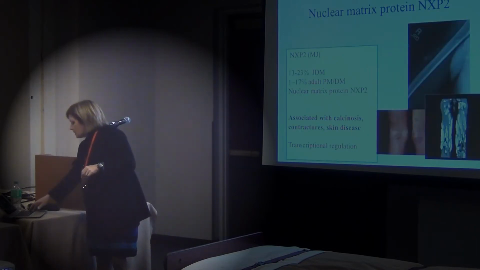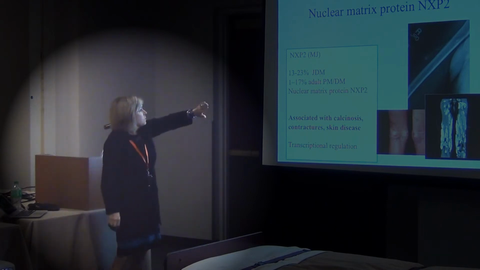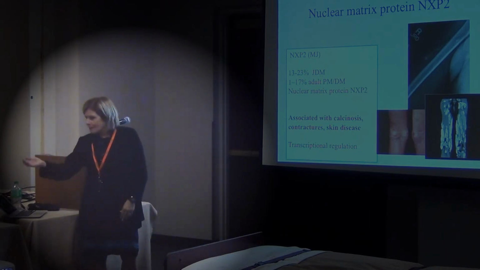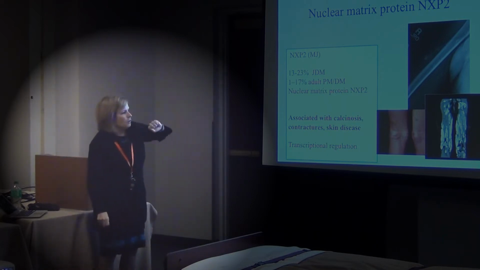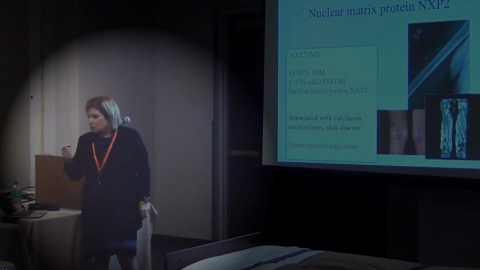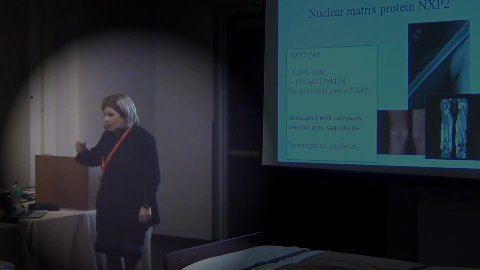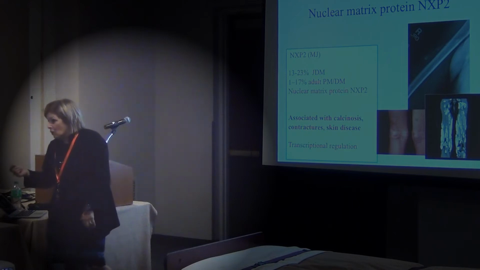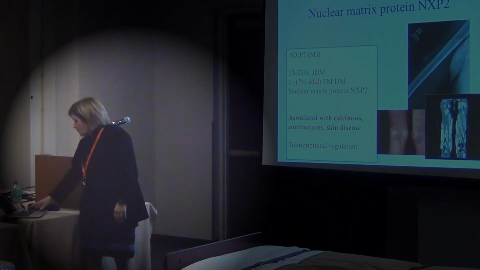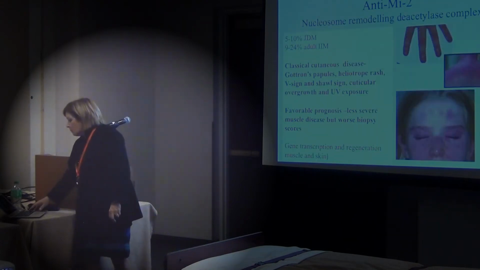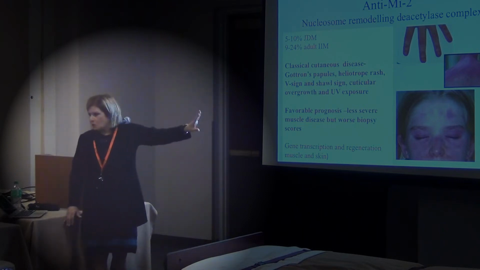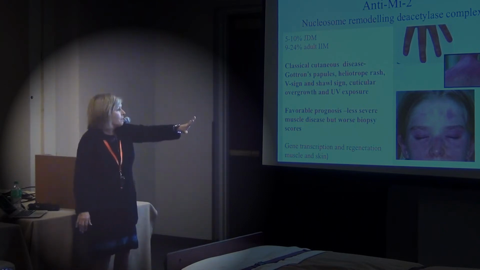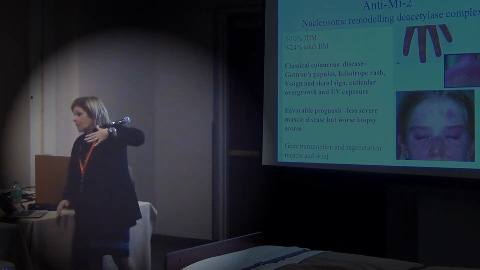One of the other ones is NXP2. This is one that's seen much more often in children, they think, than adults. And when we see it, kids are much more often going to have calcinosis. Also, this is one where you get sick really fast, and kids can get very, very ill, like have to be on a respirator for a while, because they get so weak if you have this antibody. Another one's MI2. We see more in adults than children, but people can have very intense rashes with this one, and very sun sensitive, very, very sun sensitive.